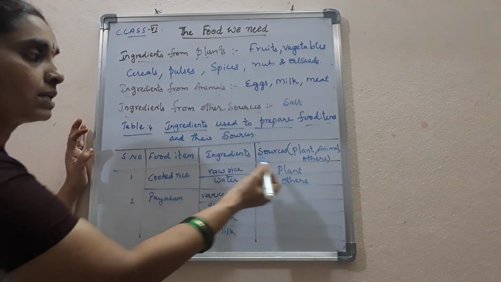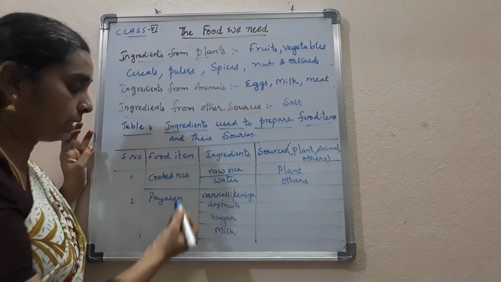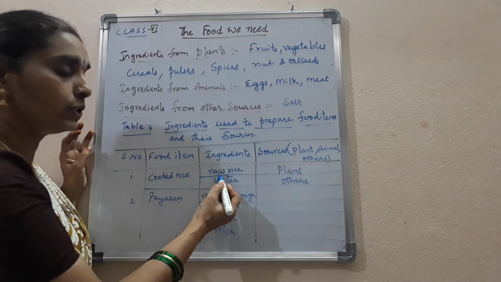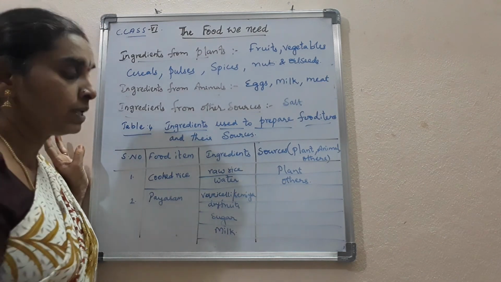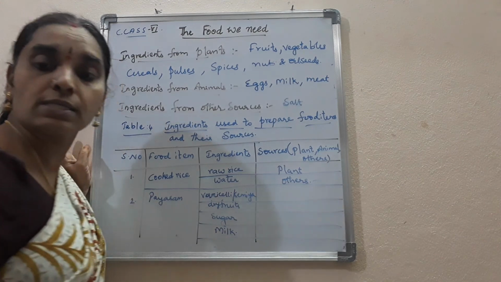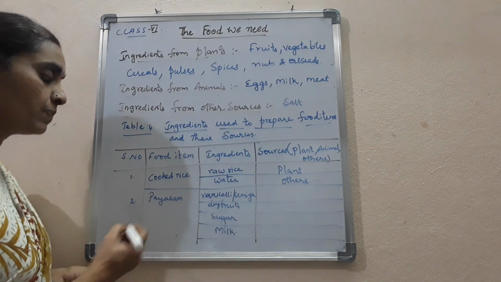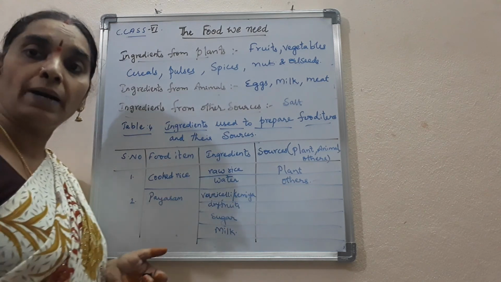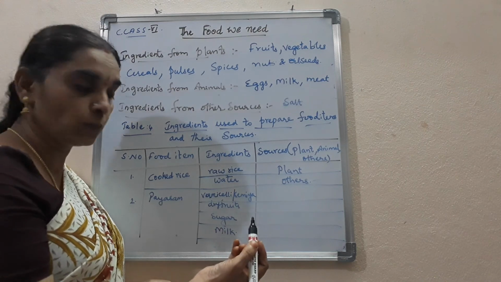Now write the sources of the different ingredients we use to prepare the food items, like cooked rice, which is given here. You know, for rice we need only two items, rice and water. So rice is obtained from plants and water we get from other sources like rain, groundwater, wells, etc. And the payasam. For cooking the payasam we need vermicelli or semiya or sago, sabudana we say.